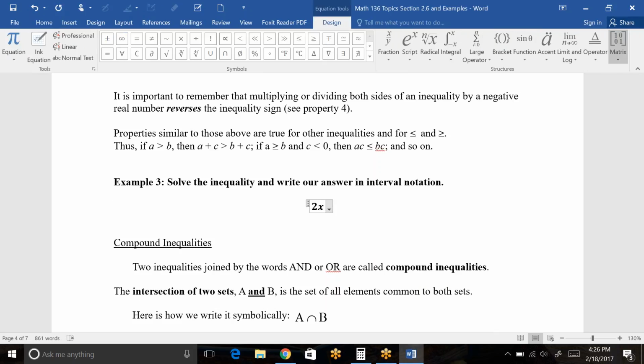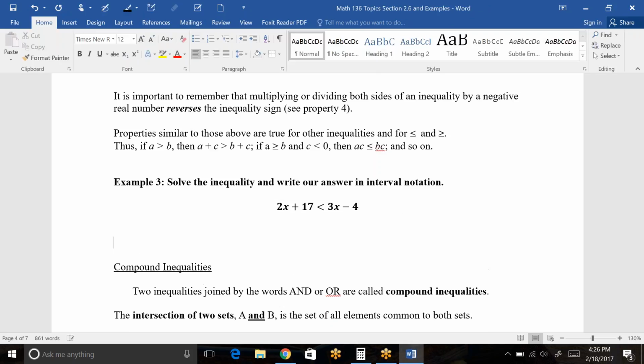Okay, and this is going to be the inequality that we're going to do. So I believe I had 2x plus 17 is less than 3x minus 4. Okay, so if we wanted to solve this, this is just like solving an equation. We need to make sure that we isolate the x's on one side and then make sure that everything else is on the other side, just like we would solve for x in any other situation.